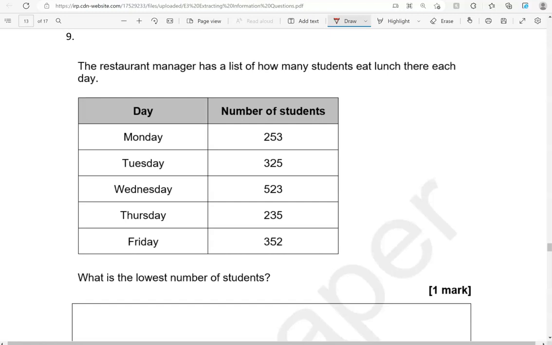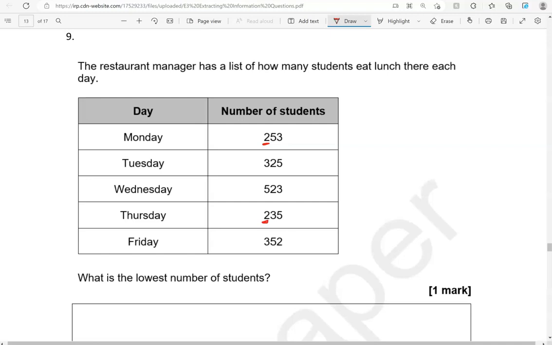So the lowest is the one that starts with the lowest digit. So we're looking at the first digit. We've got 2, 3, 5, 2, 3. So 2, that's the lowest. So we're going to focus on Monday and Thursday. Then we're going to look at the next digit.